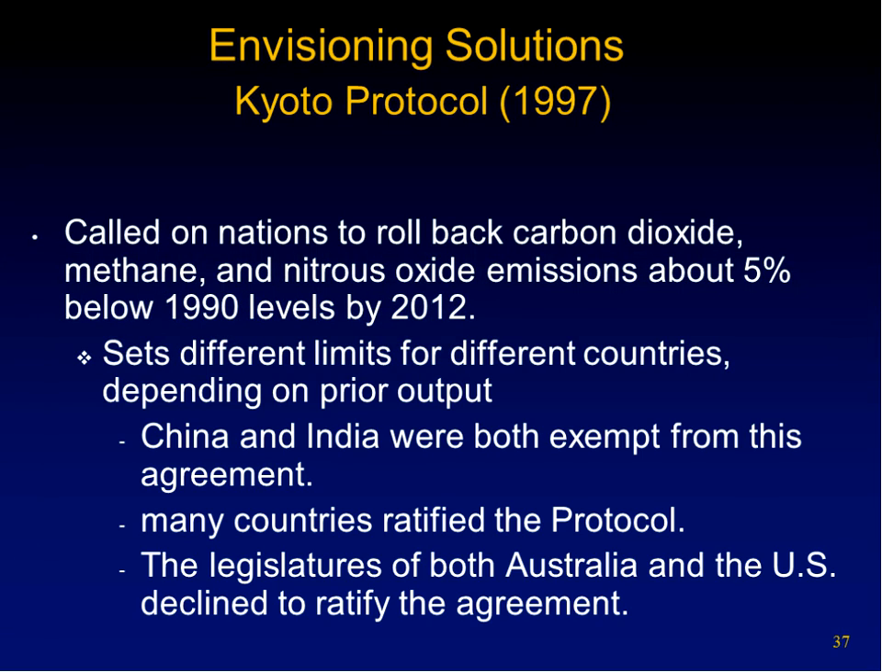The Kyoto Protocol followed this general principle and called on nations to roll back emissions of carbon dioxide, methane, and nitrogen dioxide. The goal was to reach 5% below 1990 levels by 2012. Poorer nations then, such as India and China, were exempt, allowing them to expand their economies and improve their standards of living. The Kyoto Protocol went into effect in 2005.